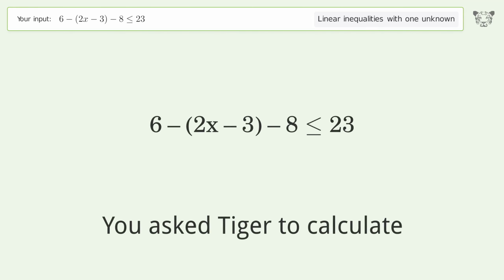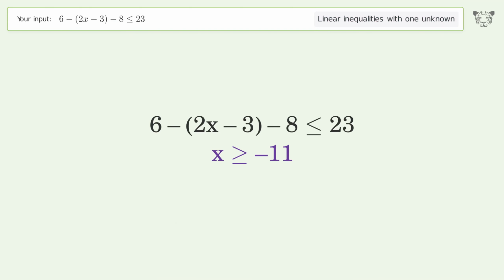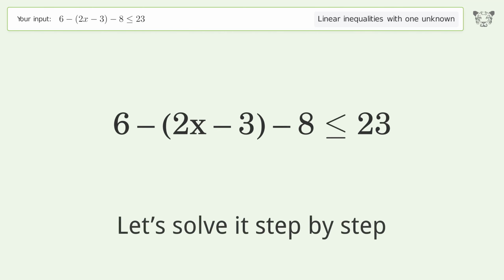You ask Tiger to calculate. This deals with linear inequalities with one unknown. The final result is x equal or greater than -11. Let's solve it step by step.